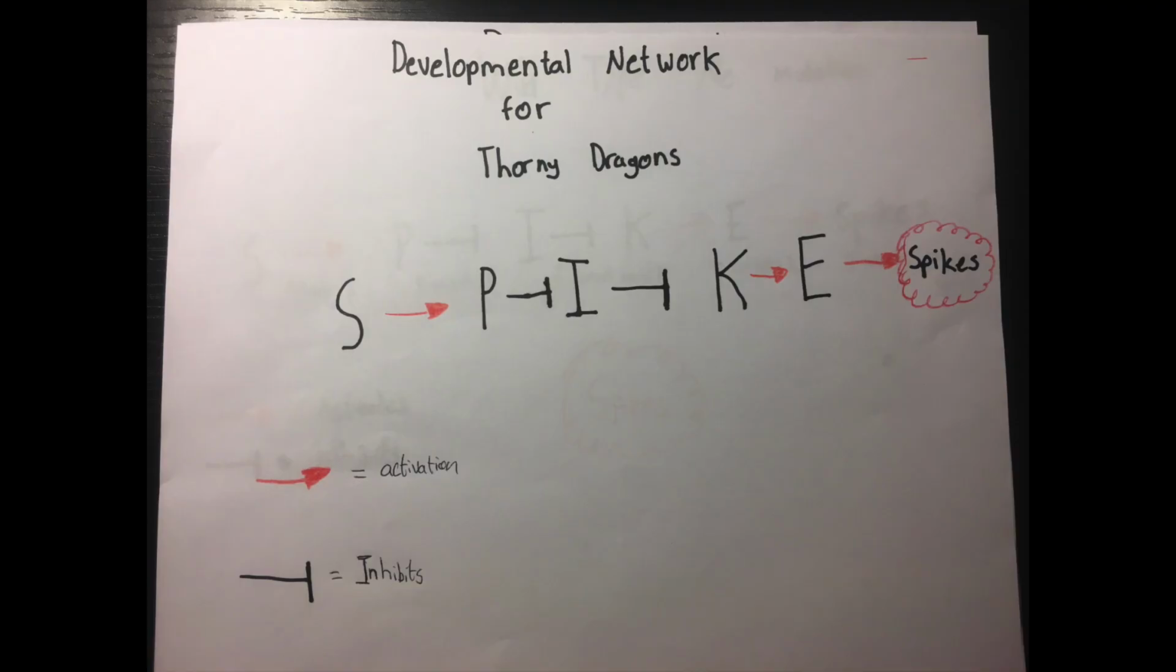that. Here we can see the developmental network for thorny dragon spike. We can see the 5 genes S, P, I, K, and E that are all involved in the formation of spike. We know that these genes are all associated and have relationships with one another. We can read these relationships by looking at the symbols in between each gene. The red arrow means that one gene activates the other, and the T-bar shows that one gene inhibits the other.